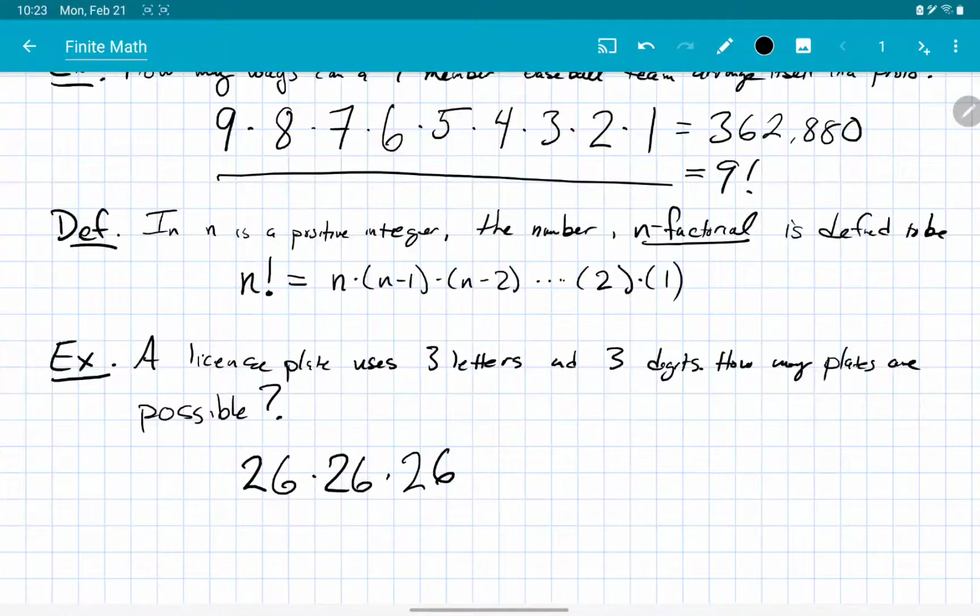Now we've chosen our 3 letters, now we choose our 3 digits. And there are 10 digits, 0 through 9. So for the first digit, we have 10 choices, second digit, 10 choices, third digit, 10 choices. This, when we multiply it out, is 17,576,000.